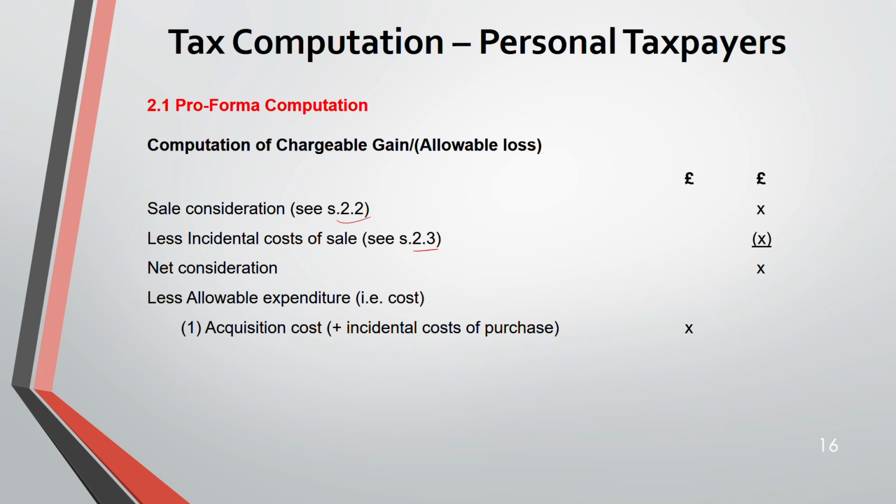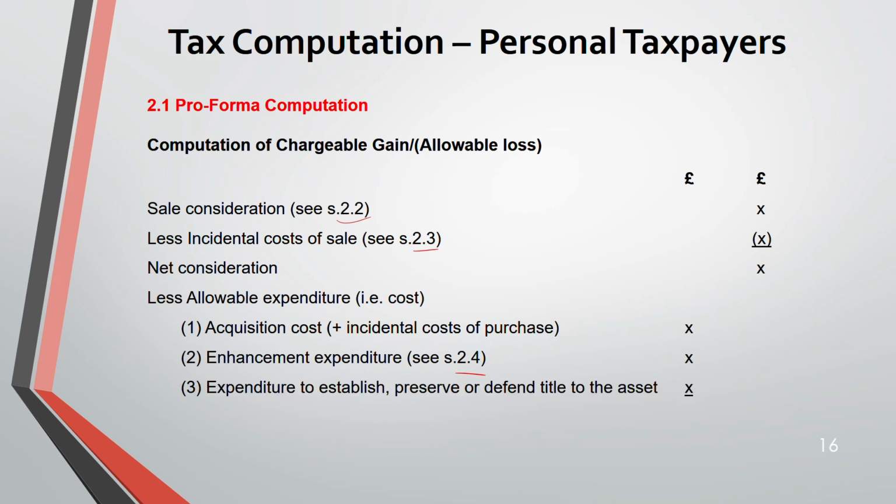So your acquisition cost, what was the cost of acquiring it, plus the incidental cost of purchase. Any enhancement expenditure, which will be covered in section 2.4, to enhance the asset, will be added to your cost of purchase. Then whatever expenditure you have incurred to establish, preserve or defend the title to the asset will be added. And finally from your net consideration you deduct these three allowable expenditures and get your chargeable gain or allowable loss.